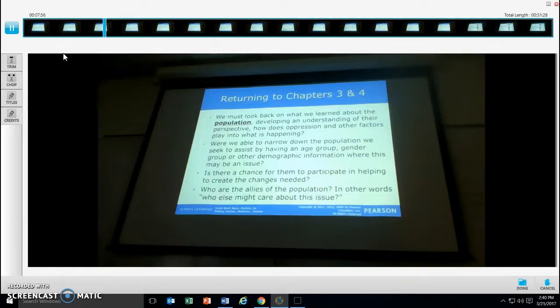At what age? And is that in Texas, or is it the same age everywhere? What demographic exactly are we looking at here? And that'll be coming up at the same time while you're researching, okay? Research will start showing through scholarly information, these are the people that need the help. Is there a chance for them to participate in helping to create the changes needed? That's something to consider. Who are these people and how would they be part of the process?